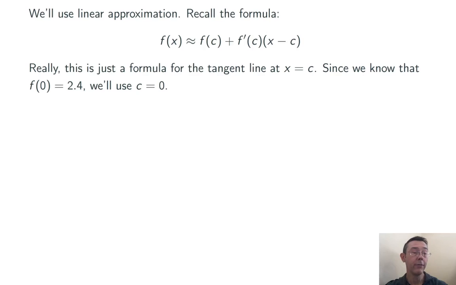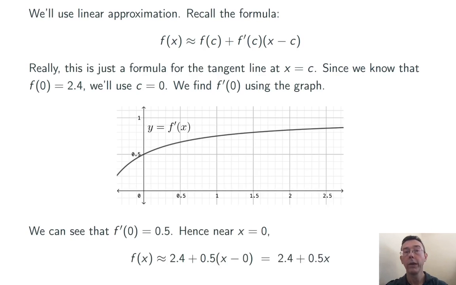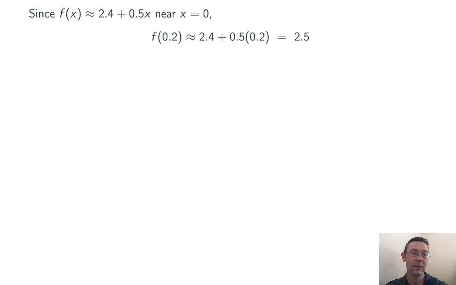We already know that f of 0 is 2.4. That was given to us. So we're going to use c equals 0 here. We refer to the graph of f prime of x to see that f prime of 0 is 0.5. Now we're ready to plug in values to that formula that we have at the top of this slide. We get that f of x is about equal to 2.4 plus 0.5 times x minus 0, or, to say it more simply, 2.4 plus 1 half x.